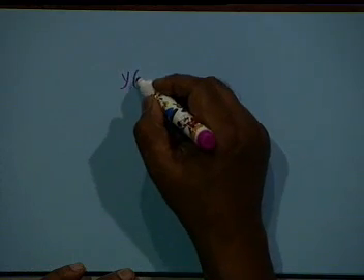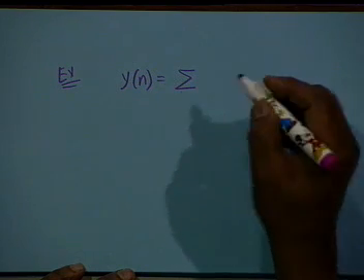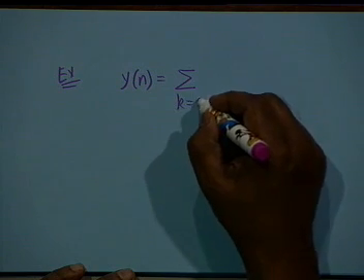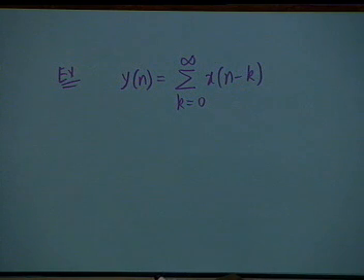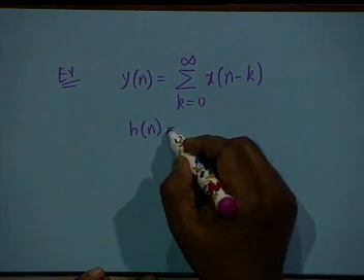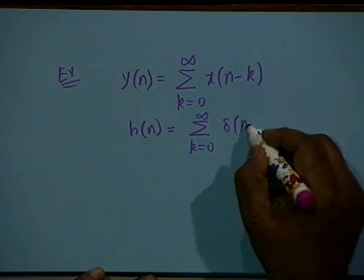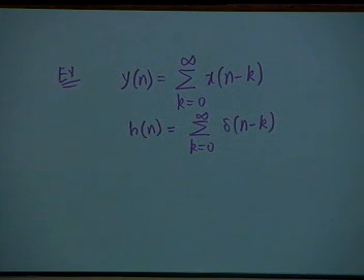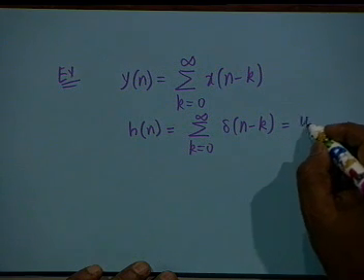Suppose we take the accumulator y of n equals summation k equal to 0 to infinity x of n minus k. This is an accumulator. We wish to find out its inverse. Okay. So the first thing we do is we find h of n as equal to summation k equal to 0 to infinity delta of n minus k. Simply substitute delta for x, all right, and you know that this is equal to u of n, the unit step function.